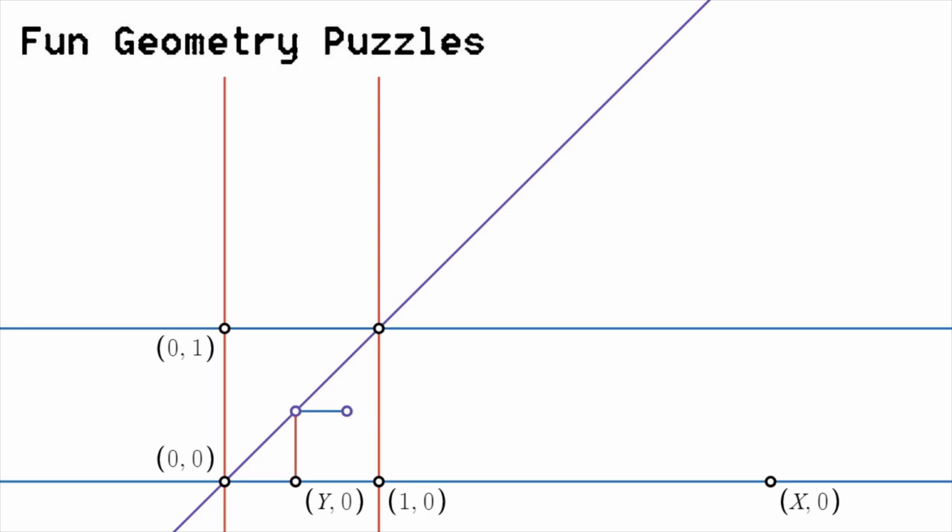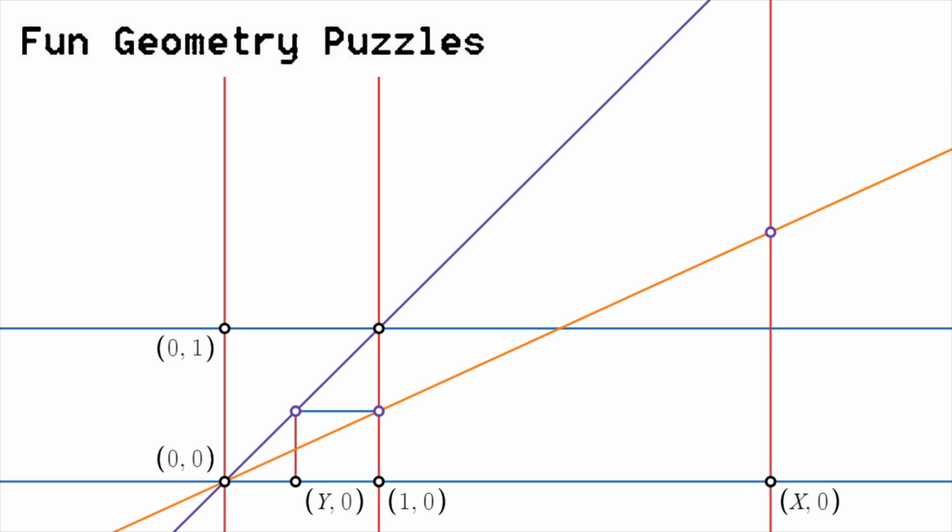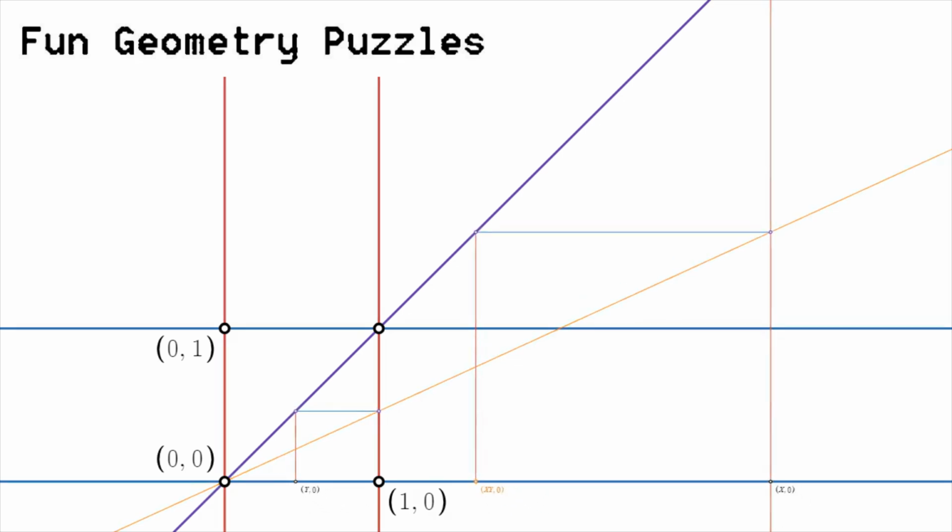Construct the point (1,y) and make a line through it and the origin. The vertical through (x,0) meets the line at (x,xy). Finally, we project down to (xy,0) as before. Before we do the last puzzle, we should probably prove that these constructions actually work.